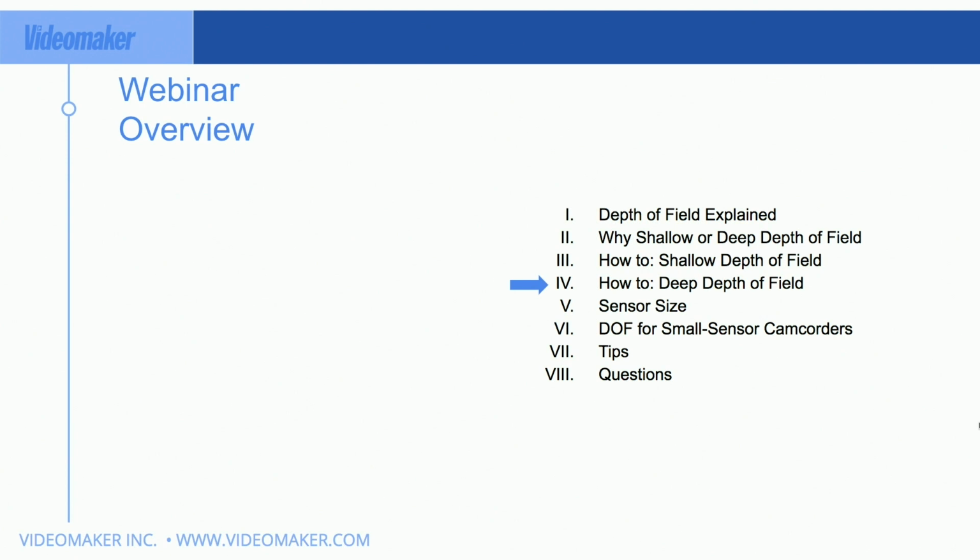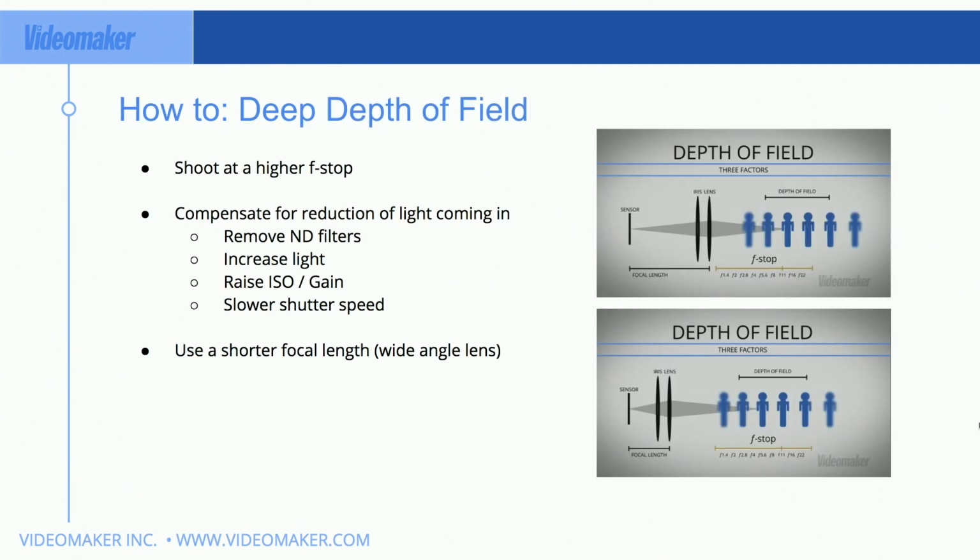Okay, so is this the same idea as falling? Yeah, okay, I already answered that. So how do you get deep depth of field? Shoot at a higher f-stop number. So if your lens goes to f22, does that mean you should go to f22? Maybe not. Maybe try out some others.